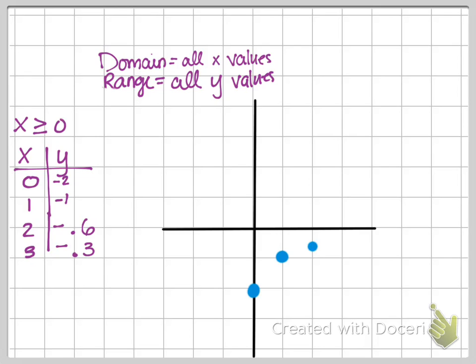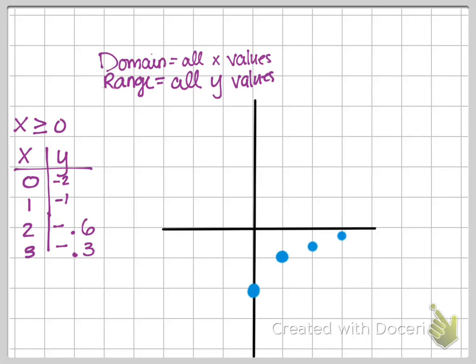Okay, now you're going to need to get it as close as possible. Obviously, it doesn't have to be perfect. And then 3 and negative 0.3. Again, as close as possible. It doesn't have to be perfect. Now, what it's going to do is it's going to be a curved line. You're always going to have a curved line.